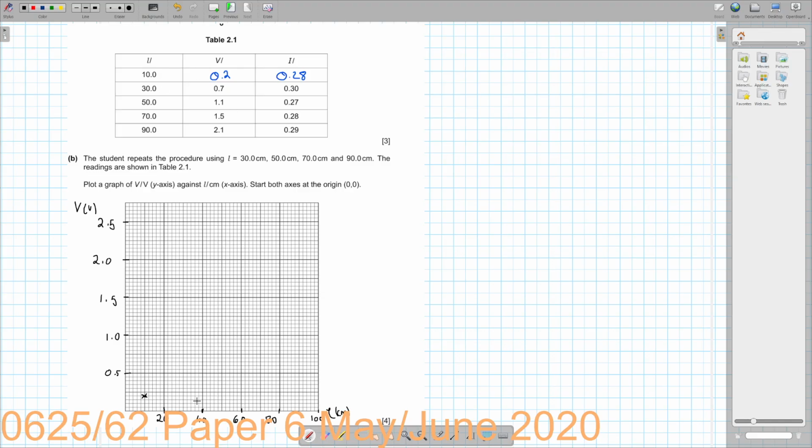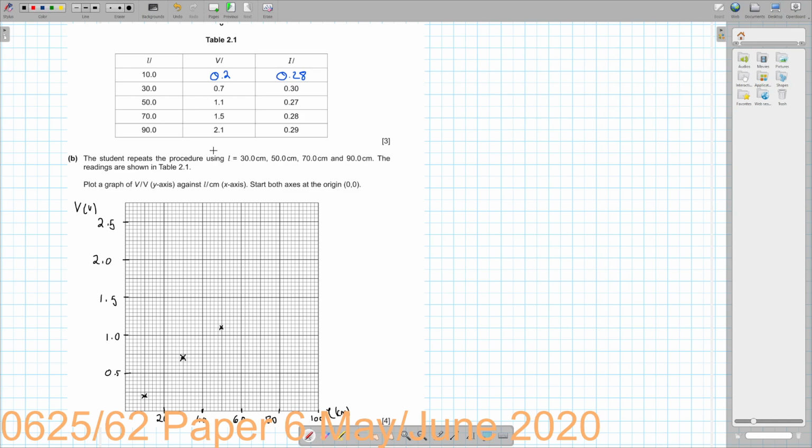30, 0.7. So we're going to go up to 0.7. Remember, our scale is 0.05 for each one. So 0.55, 0.6, 0.65, 0.7. So this is 0.7. And we want to go to where? 30 centimeters. So over here. Okay, X. 50, 1.1. Again, we're going to go to 50 centimeters. We're going to go now to 1.1. 1.1 is going to be over here because remember, we're using a 0.05 scale. Remember to put an X over each point.